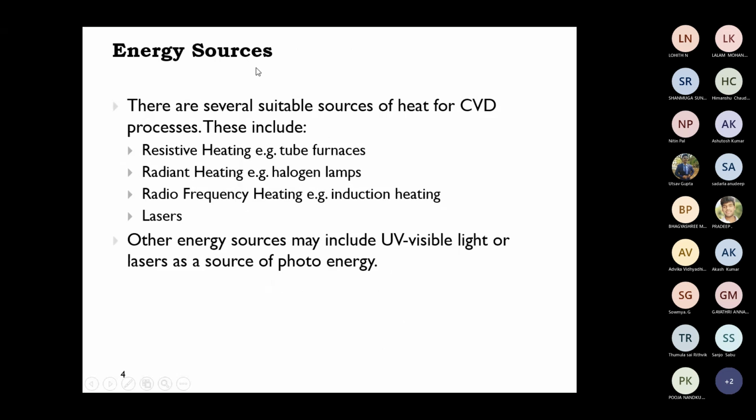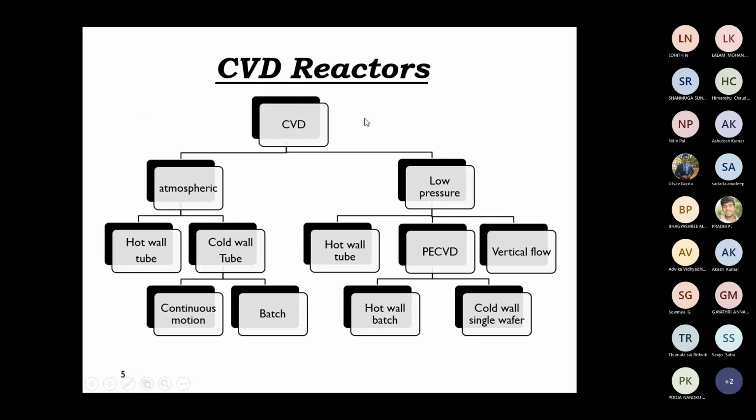And the energy source: there are several suitable sources of heat for the CVD process. Resistive heating could be used, sometimes radiant heating, like a halogen lamp. Then radio frequency, that is induction heating, or using a laser. So several heating arrangements can be made. Other energy sources may include UV-visible light or a laser as a source of photo energy. So this is the CVD reactor.